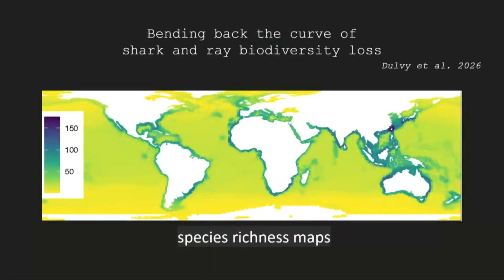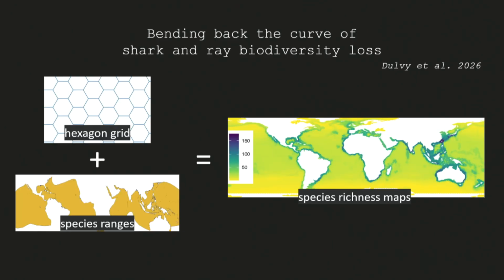In a recent paper, I created these maps to show where in the world held the greatest diversity and concentration of sharks and rays. We're used to seeing species richness maps like this map that I made here, a 2D representation of our oceans. This is made by taking a species range and overlapping it with grid cells. Nice and simple. The problem.